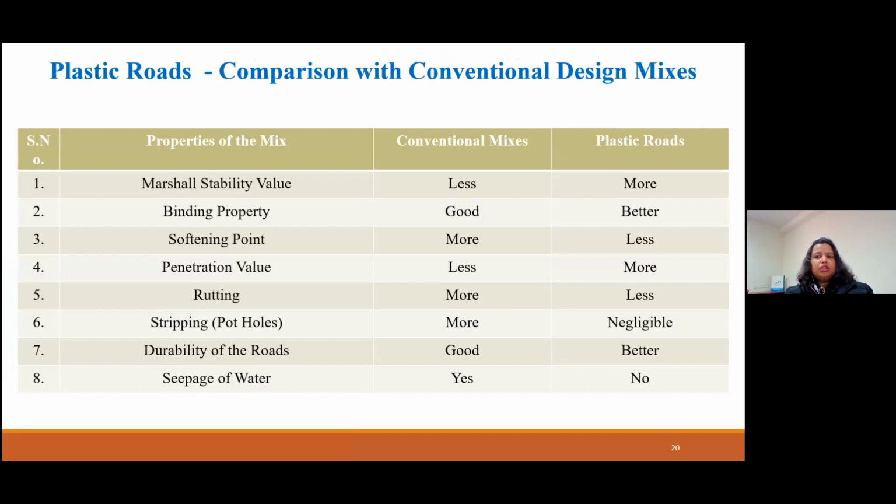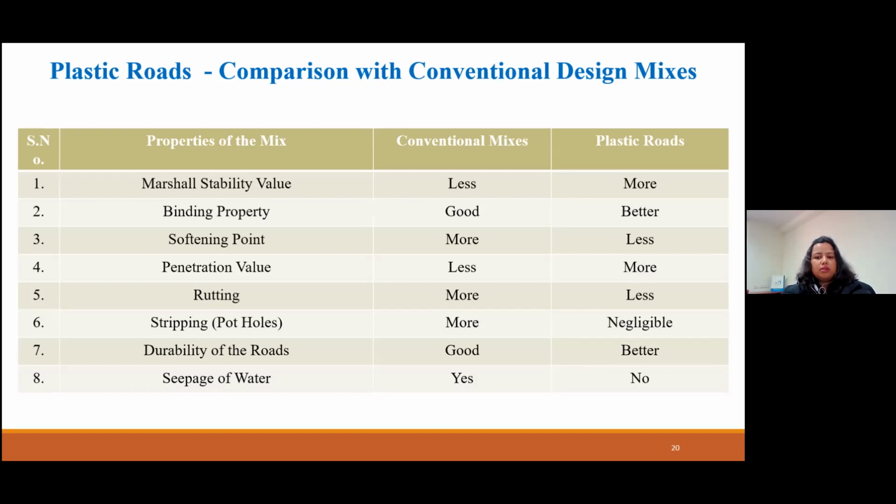So then you have these properties, comparing conventional and plastic mix designs. When I say conventional mix designs, it's mostly DBM, dense bituminous macadam, and bituminous concrete. You have Marshall stability, binding properties, softening point, penetration value, rutting, stripping, potholes on roads, and seepage of water. So you can compare the conventional and the plastic roads. This is a very general basic comparison, and it can be more specific when comparing a certain design mix as the control and a certain design mix as the plastic mix. I'll show you some research that we have done in our lab later on.